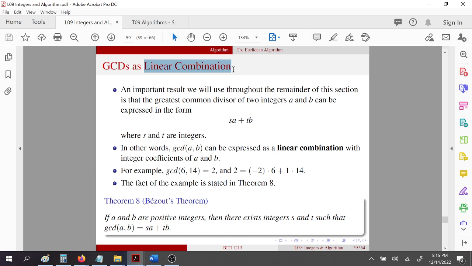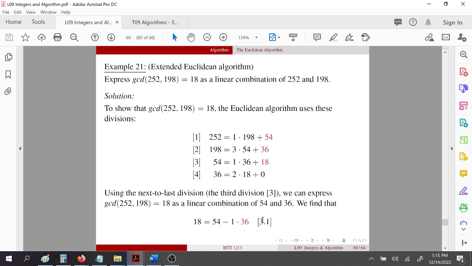Firstly, we need to know the formula that we can use inside the extended Euclidean algorithm. The formula is here. We need to come out with an equation using this form, which is GCD(A, B) equal to SA plus TB, where S and T form a linear combination. So we go to the example.